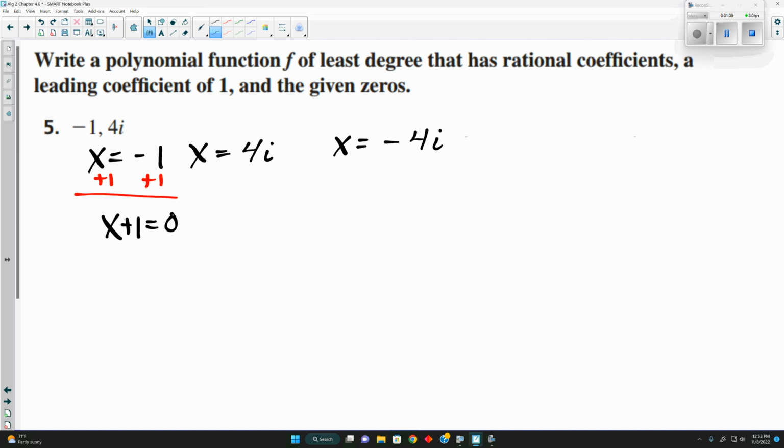So here, we're going to subtract 4i from both sides, telling us x minus 4i is equal to 0.